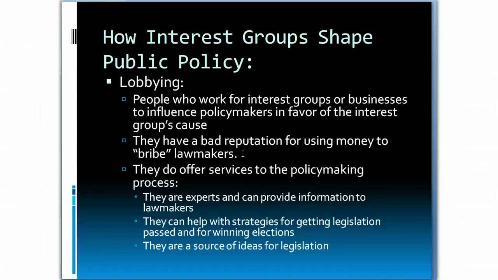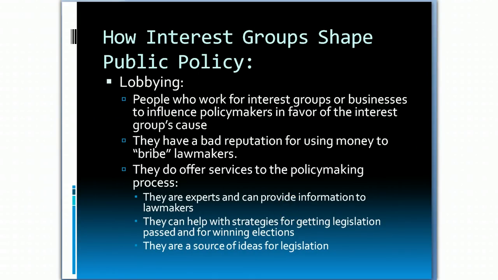Basically, they offer these services. They're experts and can provide information to lawmakers. They can help with strategies for getting legislation passed and for winning elections, and they're a great source of ideas for legislation. A lot of our lawmakers get elected but have never really written a law before. So it'll honestly be lobbyists who suggest laws to them, and sometimes they like them and move forward with them and make changes. So the lobbyists are often the experts on the issue that help the lawmakers make the policy. They'll testify in committees about the topics and things like that.